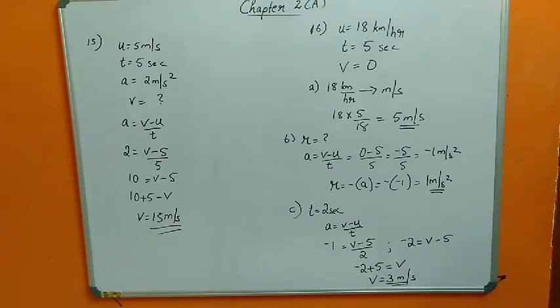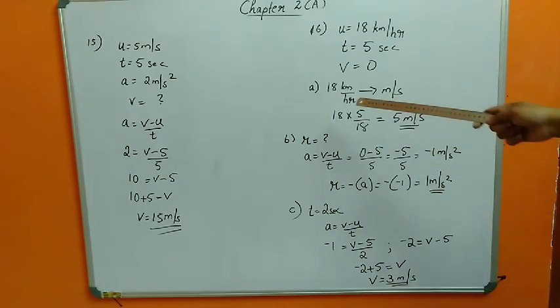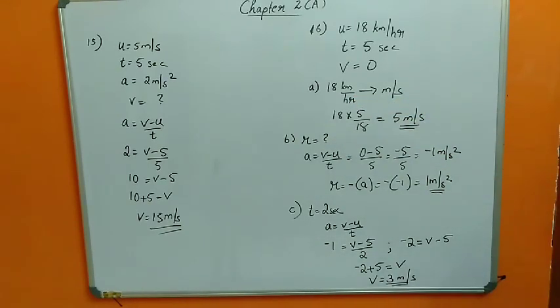Find, there are 3 sub questions. First sub question is, find the speed of the car in meter per second. So first sub question, convert it into meter per second. 18 km per hour to meter per second. 18 into 5 by 18. 18 and 18 cancel. You will get 5 meter per second.